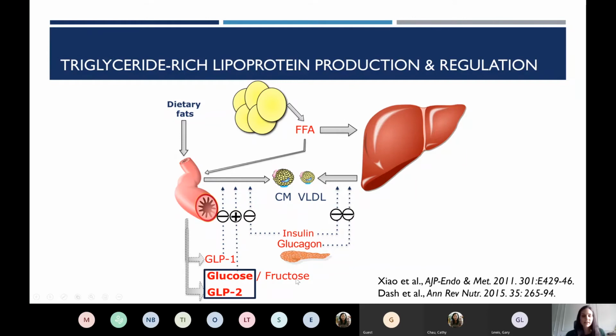So what I'll focus on today is what we've seen with glucose and GLP-2 and how we've figured out how these actually stimulate chylomicron secretion. So they both do stimulate chylomicron secretion, but they're doing this by different mechanisms. I'll talk about how we've evaluated that in humans and in animal models.